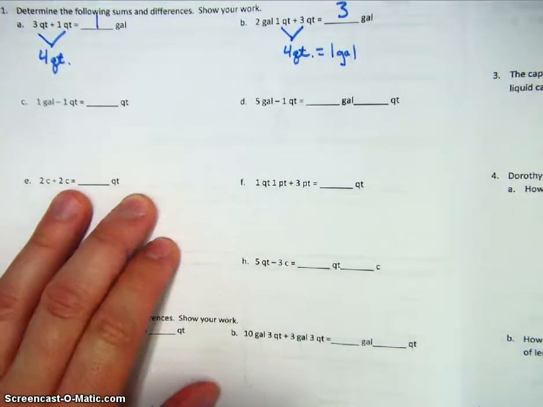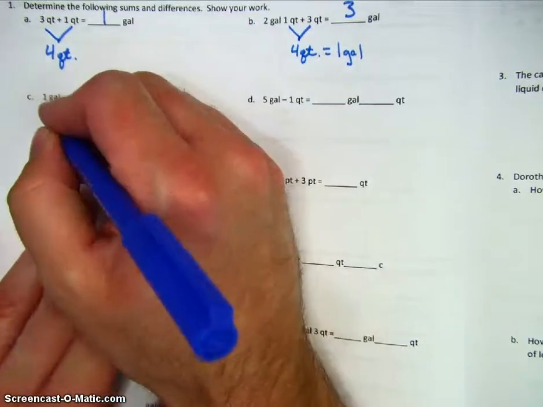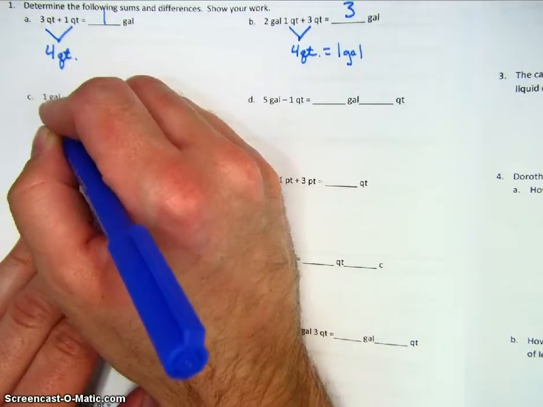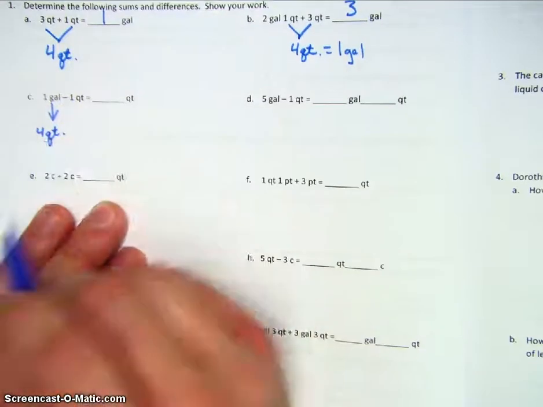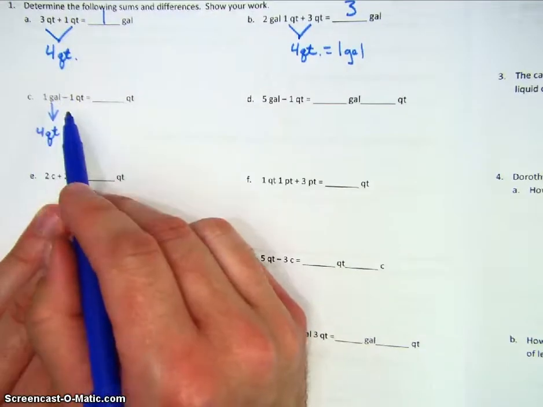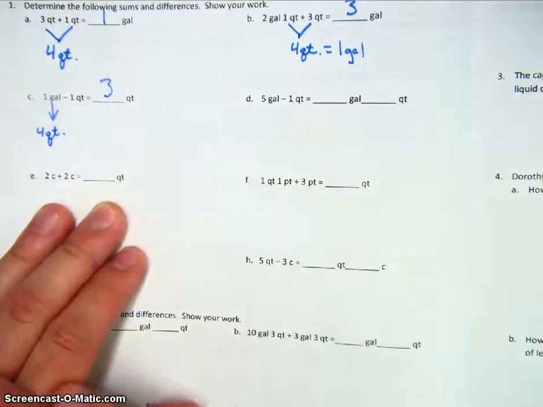Now letter C, you see that we have 1 gallon minus 1 quart. Well, we can't subtract a gallon minus a quart, so we need to get our 1 gallon into 4 quarts. Now we have 4 quarts minus 1 quart equals 3 quarts.